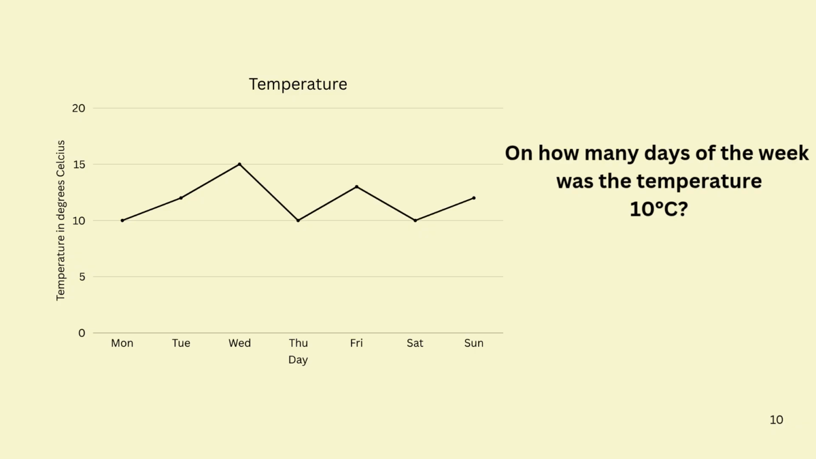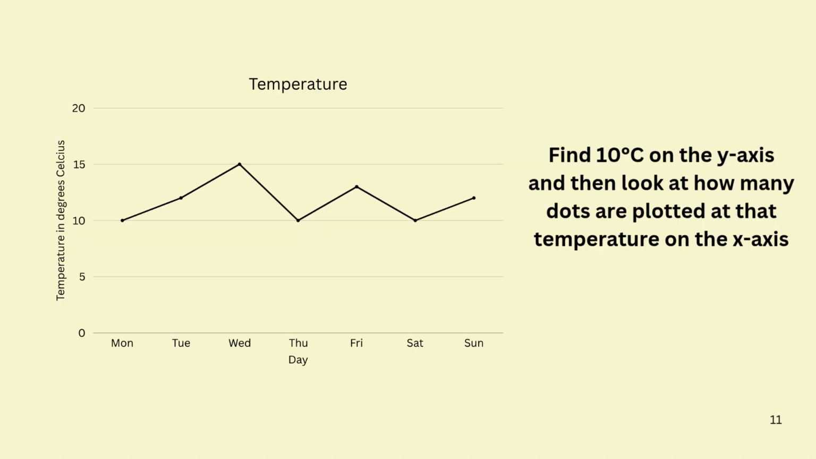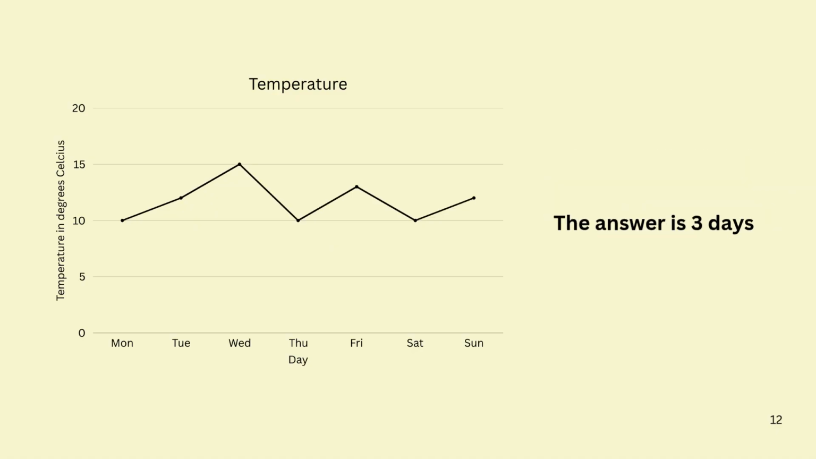Next question, on how many days of the week was the temperature 10 degrees Celsius? So what we need to do is find 10 degrees Celsius on the y-axis, and then look at how many dots are plotted at that temperature on the x-axis. So we can see one dot for Monday, we can see a dot on Thursday, and we can see a dot on Saturday. So the answer is 3 days.